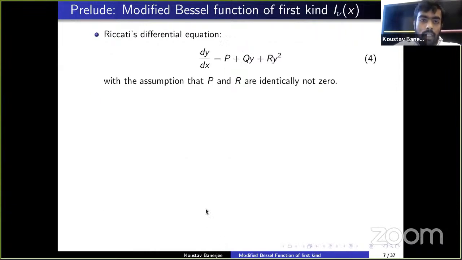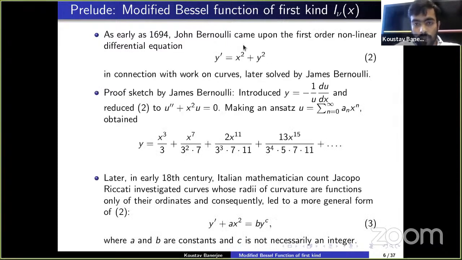Riccati moved forward to say that Riccati's differential equation is of the form dy/dx equals p plus qy plus ry squared, where p, q, r are functions of x, with the assumption that p and r are not identically 0. Again, if I take p(x) to be x squared, q(x) to be 0, and r(x) to be 1, then we trace back to its original form, what John Bernoulli came up with.